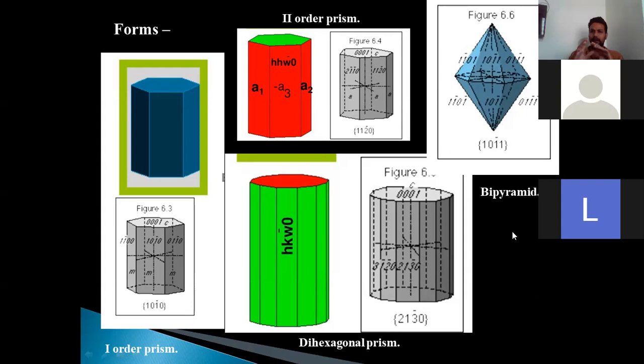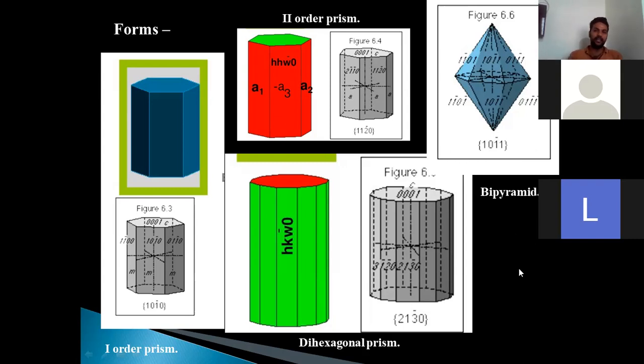The next well-known form is the bipyramid. You can see here, it is just an advanced form of octahedron. It is also known as bipyramids. And in the orthorhombic system also we have seen the bipyramids. And in hexagonal system there are bipyramids. They're also having first order and second order bipyramids. These forms are a little complex if you compare them with the isometric and the tetragonal or orthorhombic system.